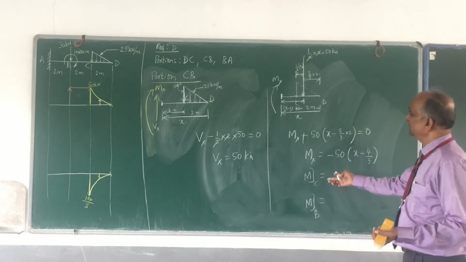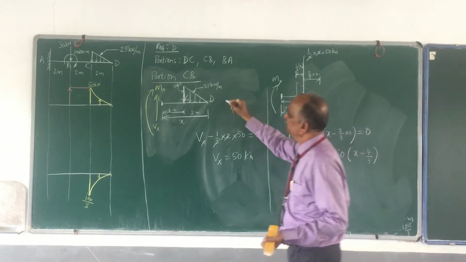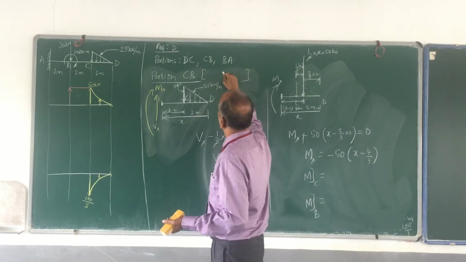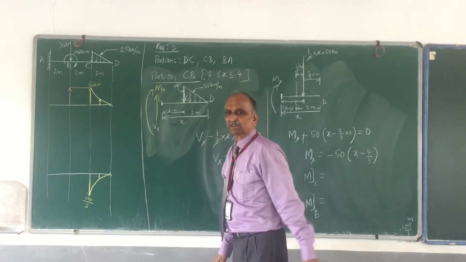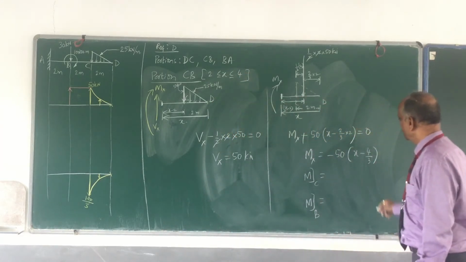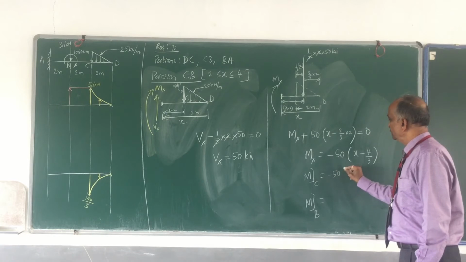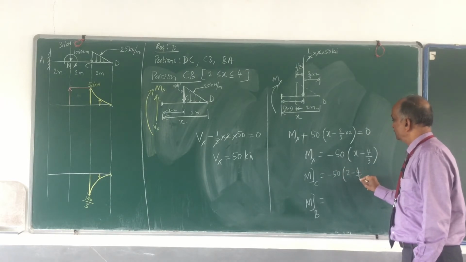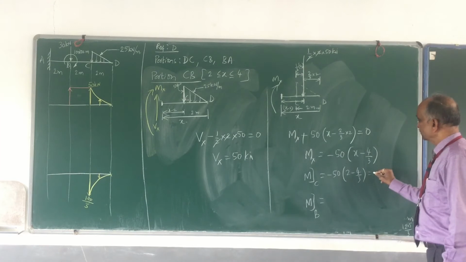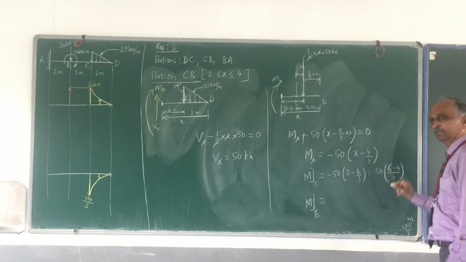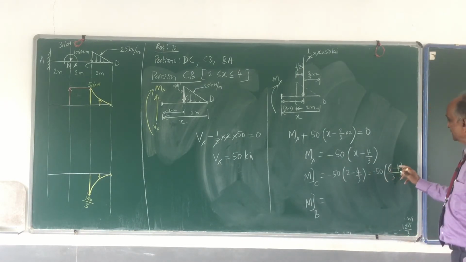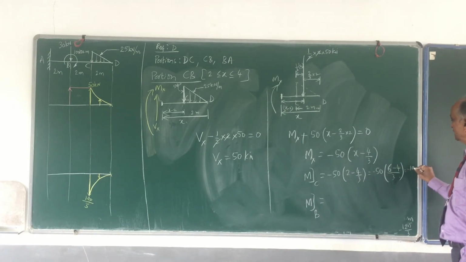So what is it at C? I forgot to write this. What is the range of x for the portion CB? It is 2 to 4. The smallest value at C, 2. So minus 50 into 2 minus 4 by 3. This is equal to minus 50 into 6 minus 4 divided by 3. So 6 minus 4 is 2 by 3, 2 by 3 into 50. This is minus 100 divided by 3.